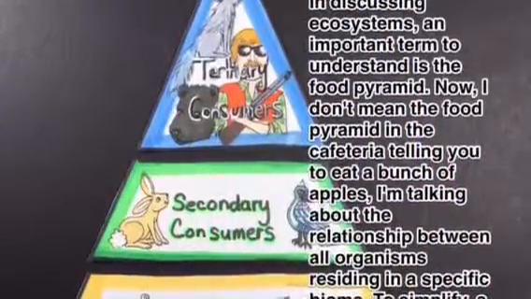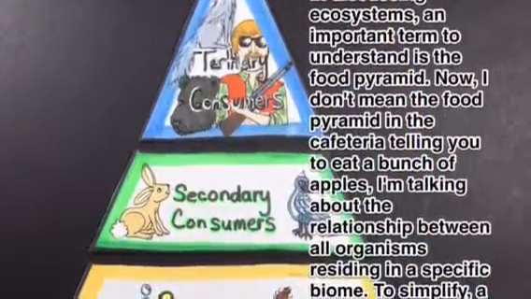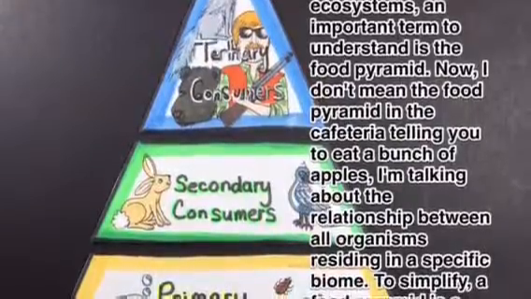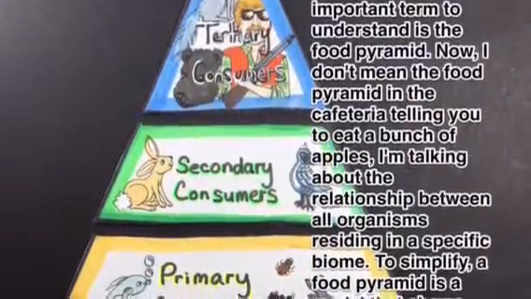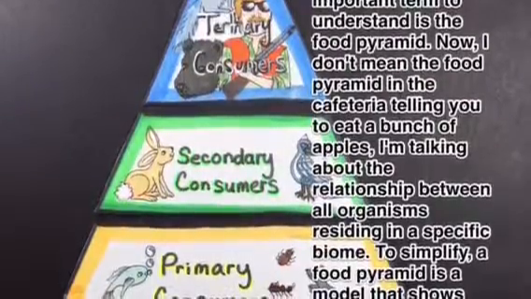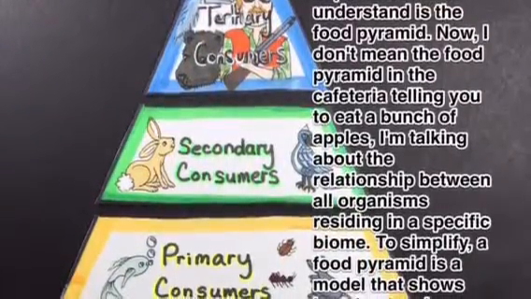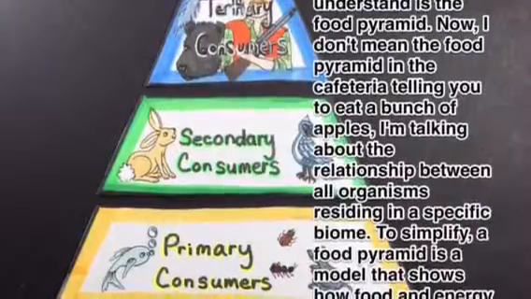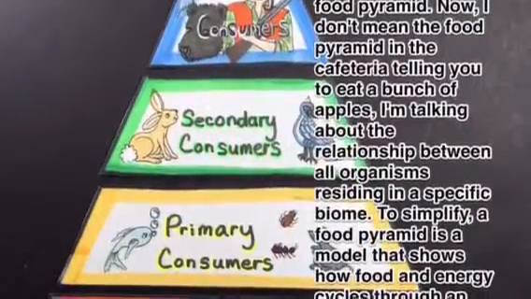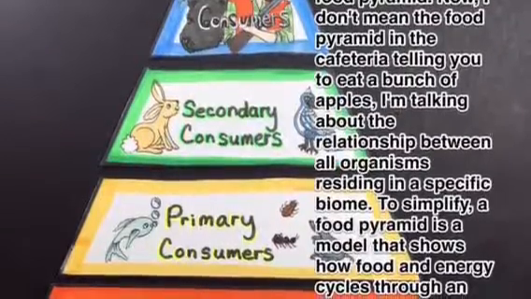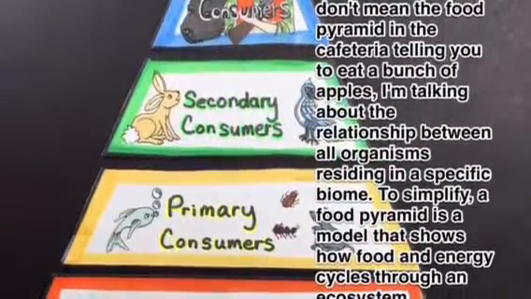In discussing ecosystems, an important term to understand is the food pyramid. Now, I don't mean the food pyramid in the cafeteria telling you to eat a bunch of apples. I'm talking about the relationship between all organisms residing in a specific biome. To simplify, a food pyramid is a model that shows how food and energy cycles through an ecosystem.